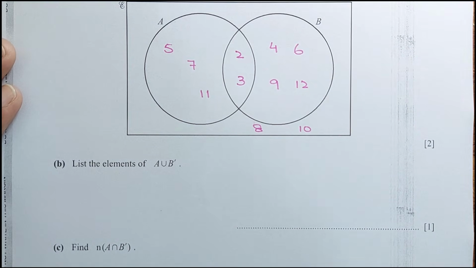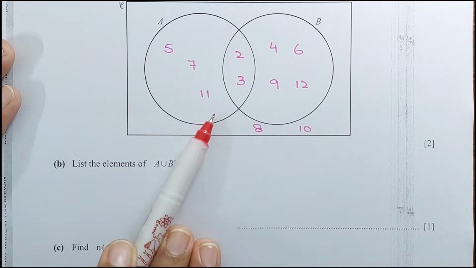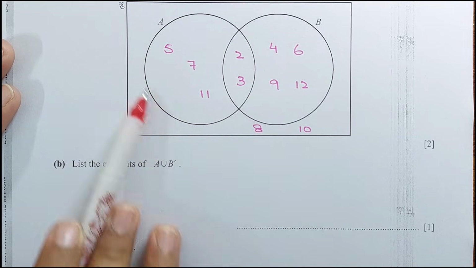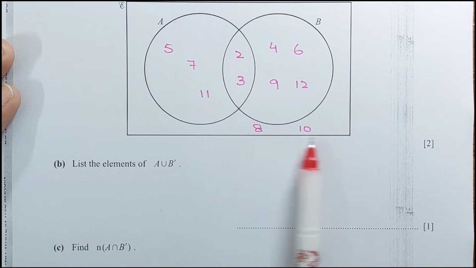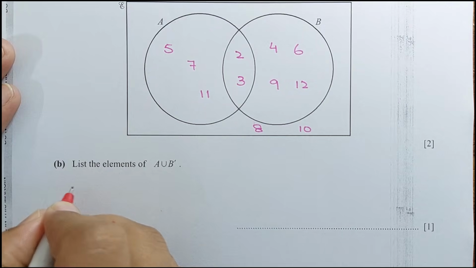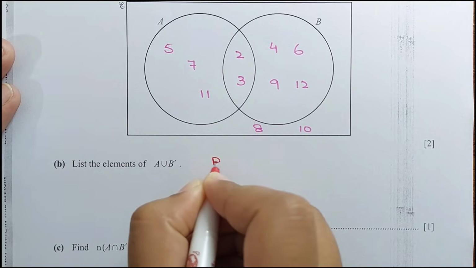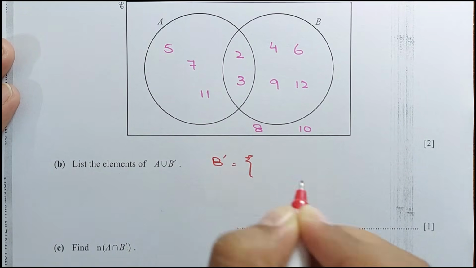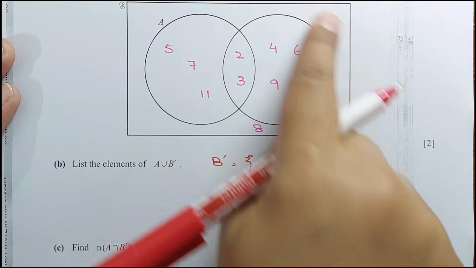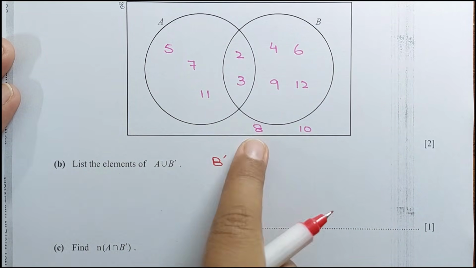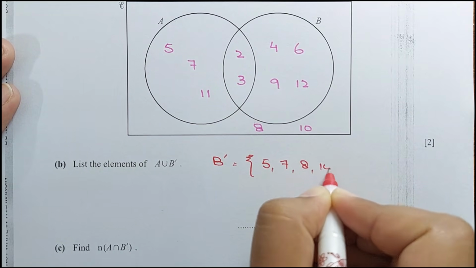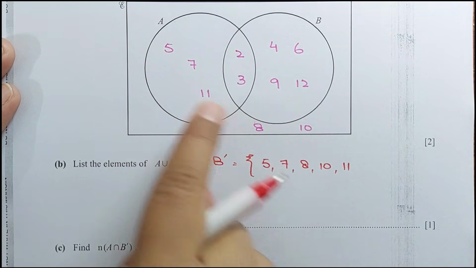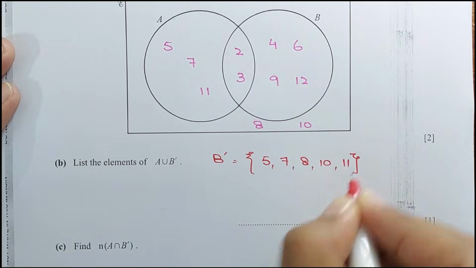Part B, list the elements of A union B complement. Okay, so this is a set A and take its union with B complement, the region that is outside of B. So first we need to pick B complement. B complement are the numbers that are outside of B, which is 5, 7, 11, 8, and 10. 5, 7, 8, 10, and 11. Yeah, this is B complement.